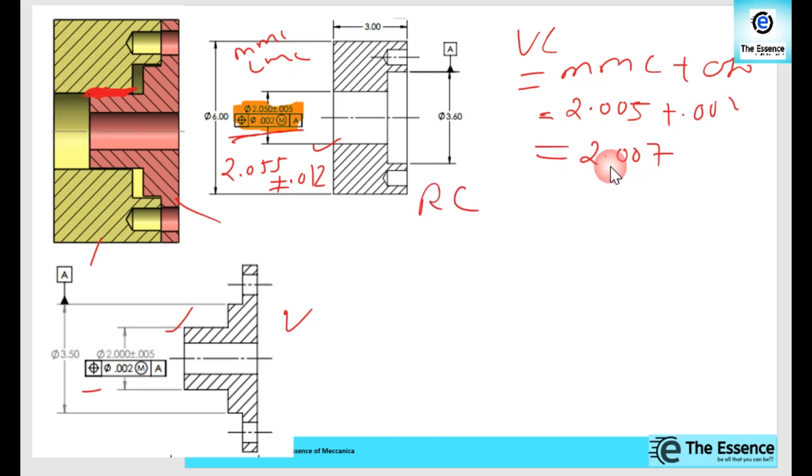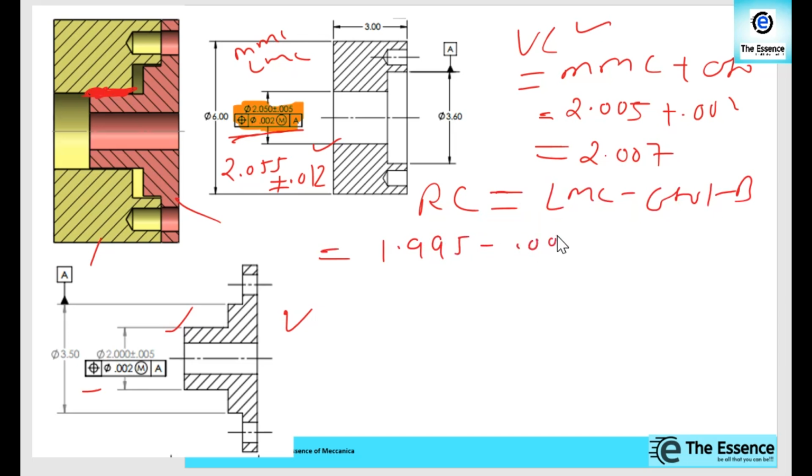That is the virtual condition, and what is the resultant condition at LMC? LMC minus geometric tolerance minus bonus. So what will be that? The LMC size will be 1.995 minus 0.002 minus 0.01. So what will be that? That will be 1.983. This will be the RC value.